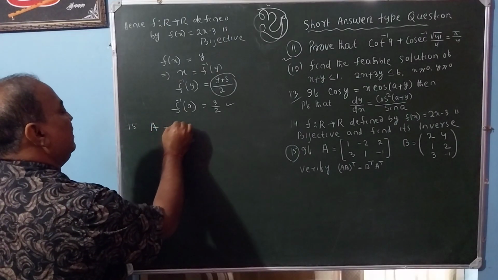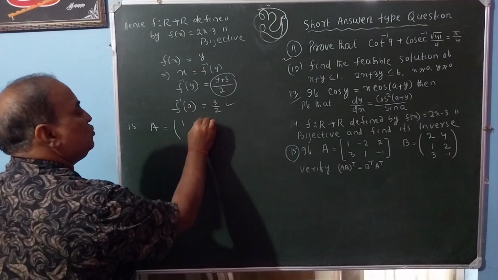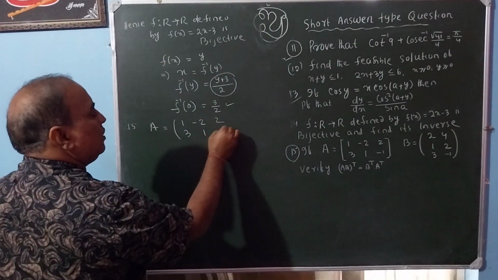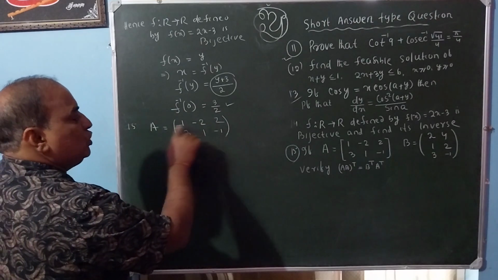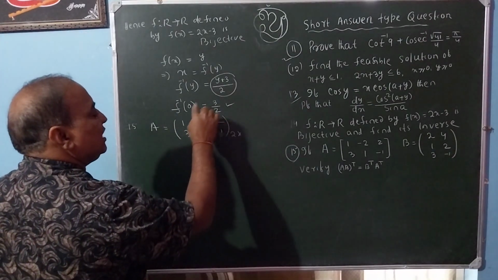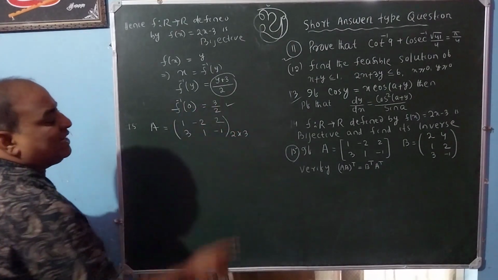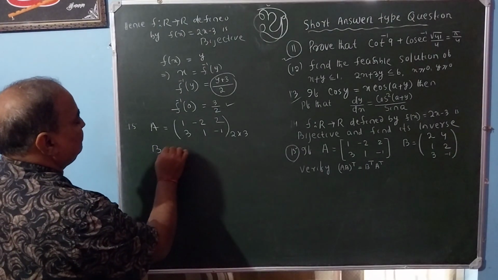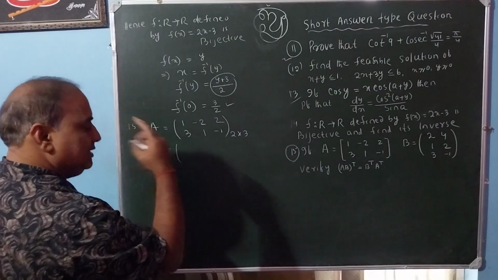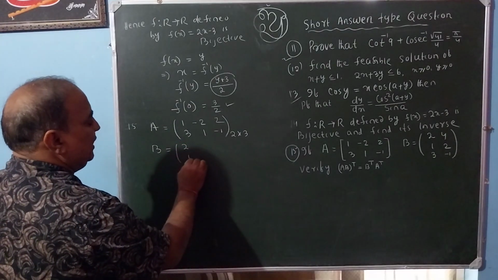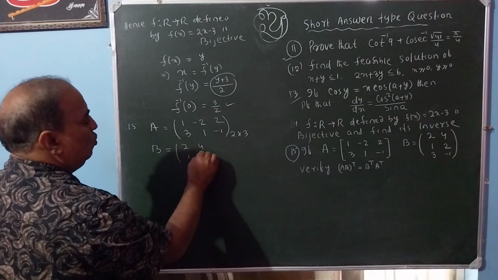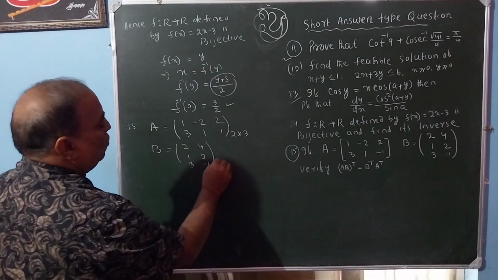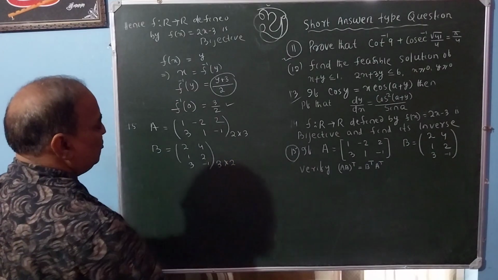A means 1, -2, 2; 3, 1, -1. How many rows? 2 rows and 3 columns. This is a matrix of order 2 by 3. B is given as 2, 1, 3; 4, 2, -1. Here it is 3 rows and 2 columns.